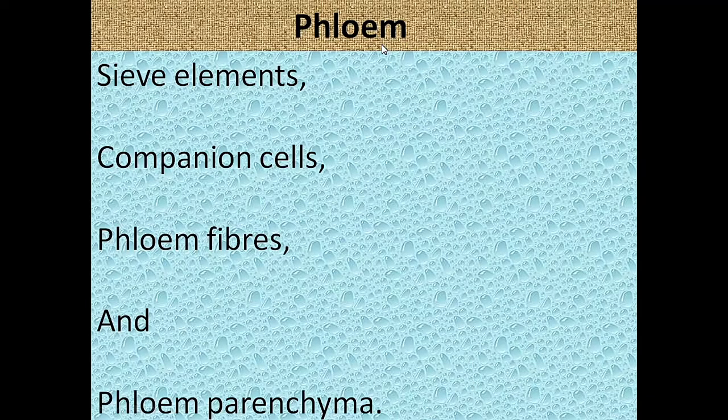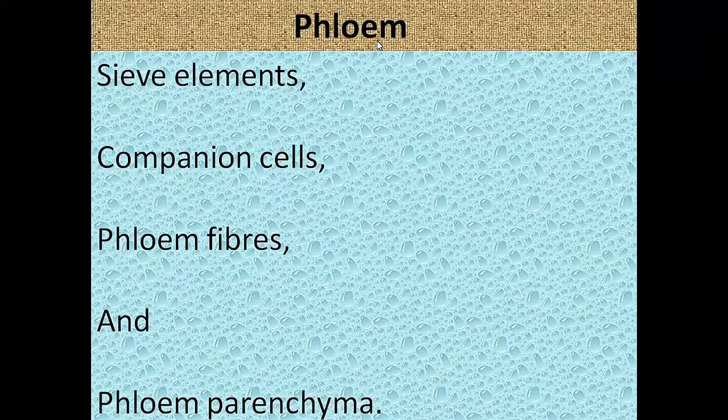Phloem is a complex tissue because it is made up of four components. They are sieve elements, companion cells, phloem fibers, and phloem parenchyma.